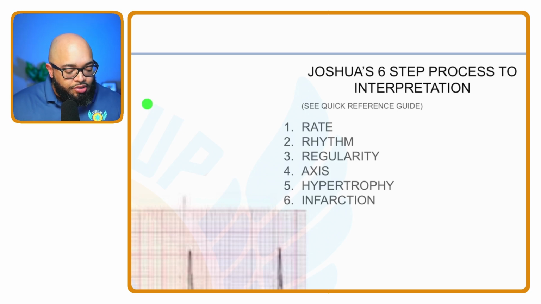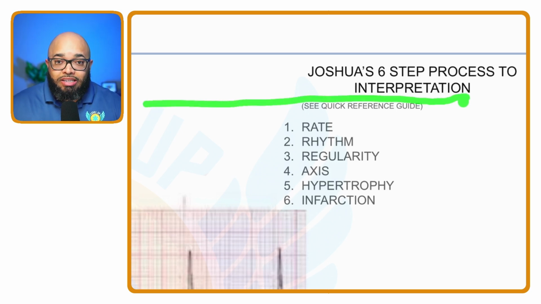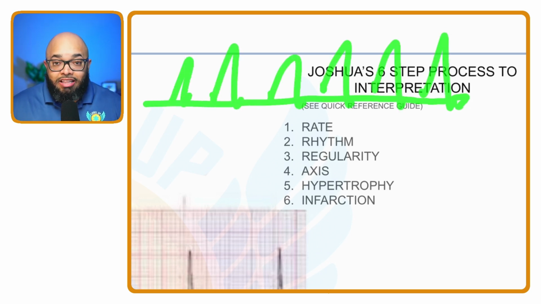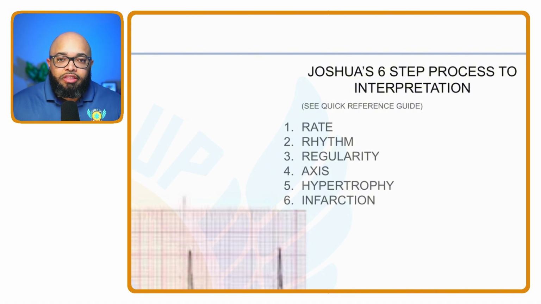Of course, we could also take a 6-second strip and count the number of complexes in 6 seconds and then multiply times 10. That's 2 ways that I've taught you. Of course, there are more ways that you can figure out the rate, but step number 1 is to figure out the rate. Step number 2 is to figure out the rhythm.